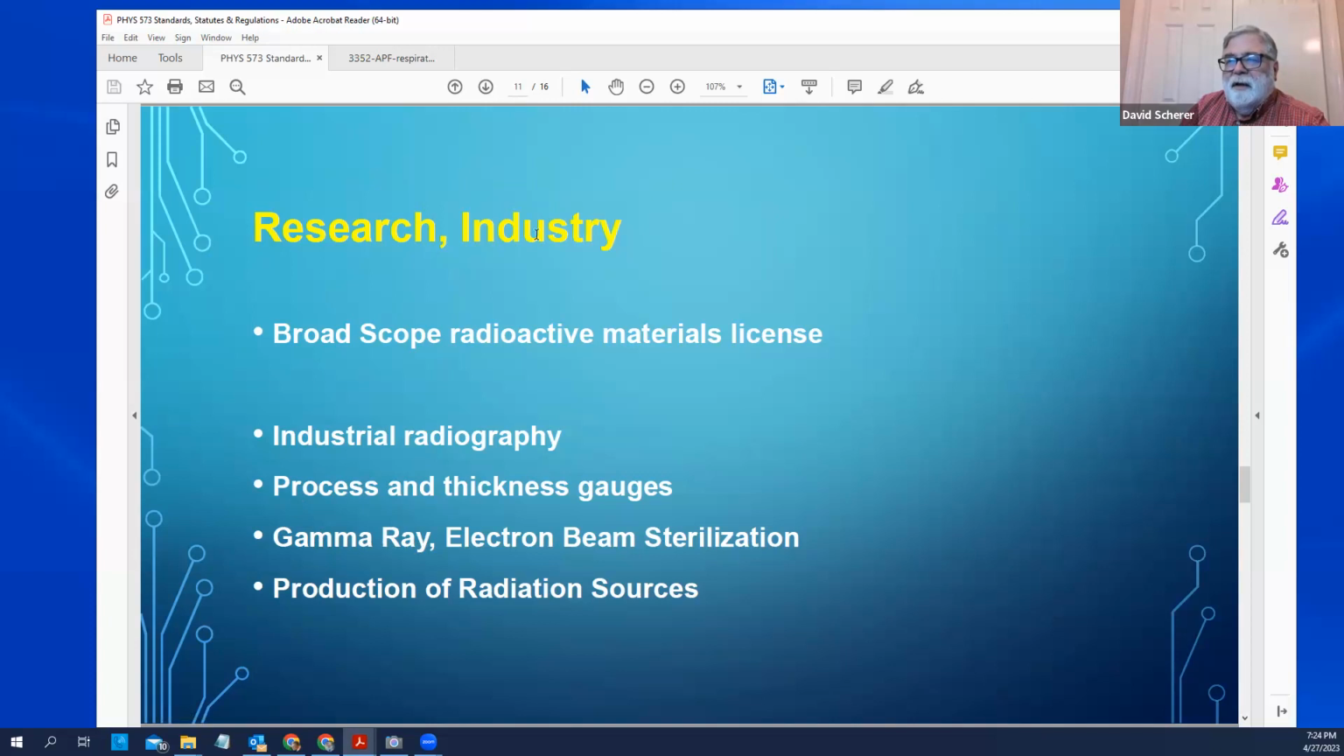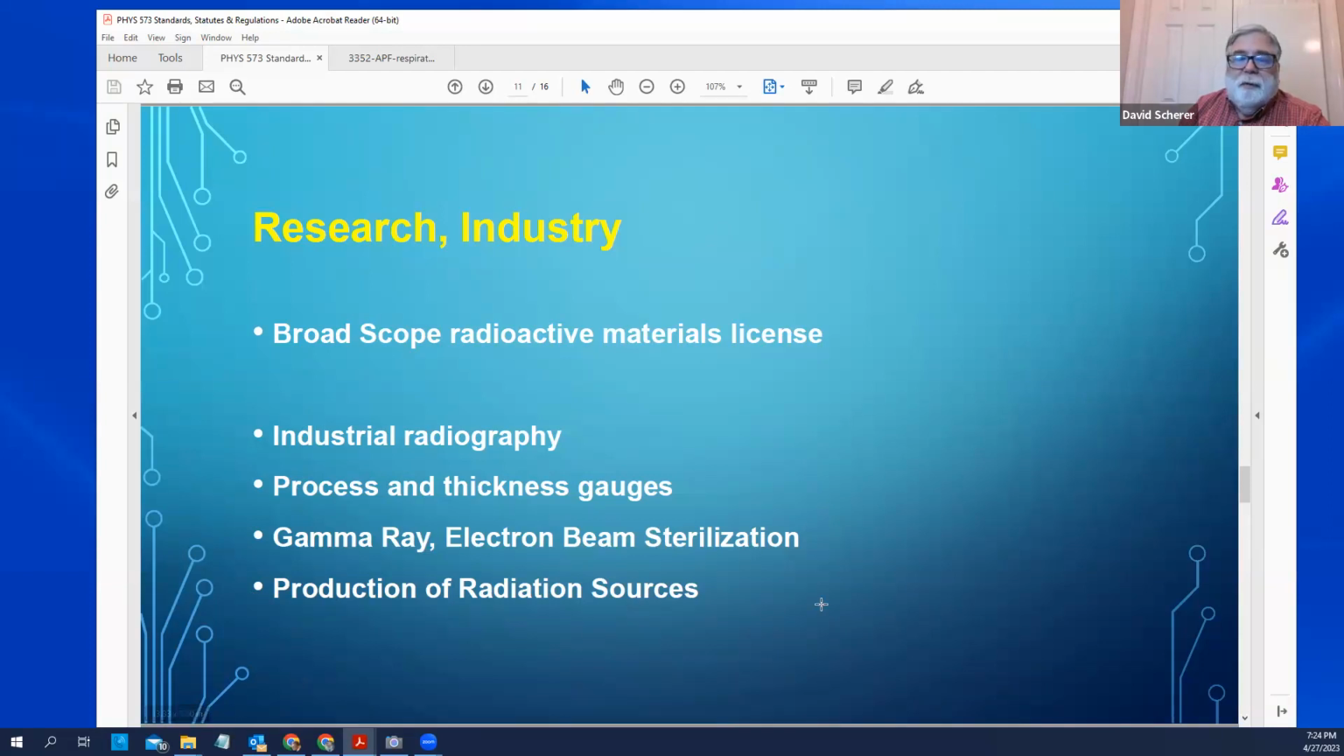Another place in industry where radioactive materials are used are sterilizers, using high energy gamma sources. One of the examples I did of the exposure problems and the shielding problems was a gamma irradiator. In addition, there are electron beams that are used for sterilizing, so it's a different kind of dosimetry. They're used for sterilizers in a number of settings.